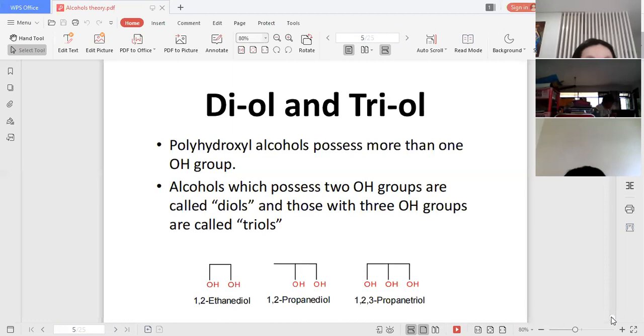Okay. In this one, this alcohol, there are diol and triol. Alcohols which possess two hydroxyl groups are called diols, and those with three hydroxyl groups are called triols.